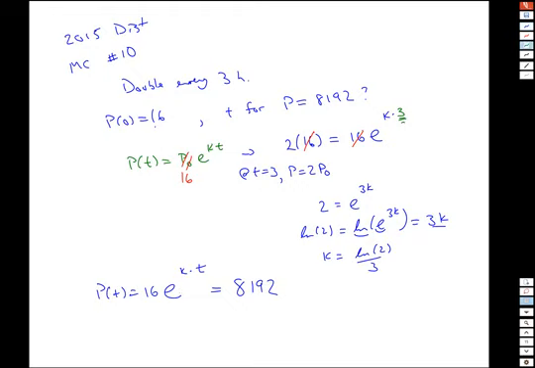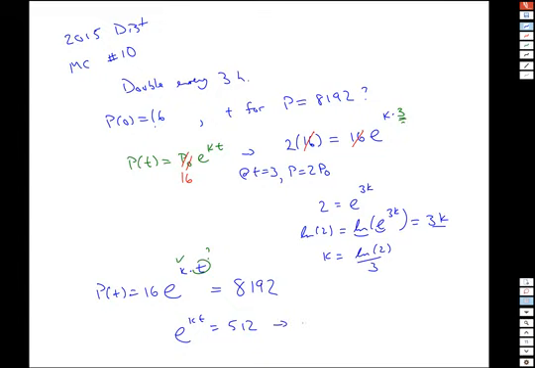The only difference now is that we know this, and what we don't know is what t is. So we can divide through by 16. 8192 divided by 16. Let's try that again. That's better, 512. So e to the kt equals 512. Take ln of both sides.